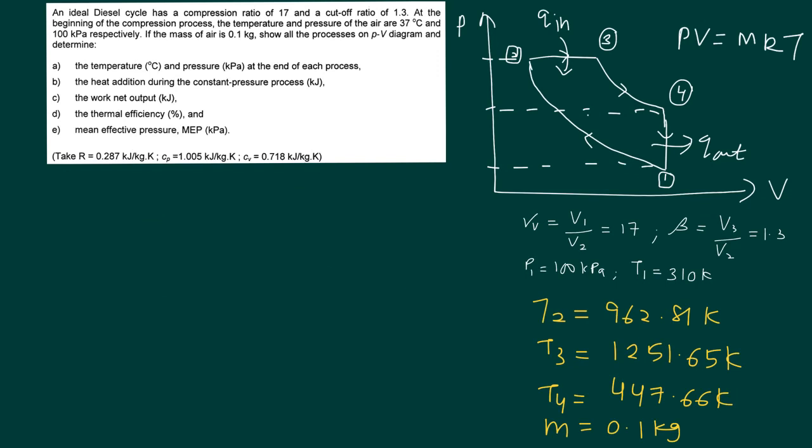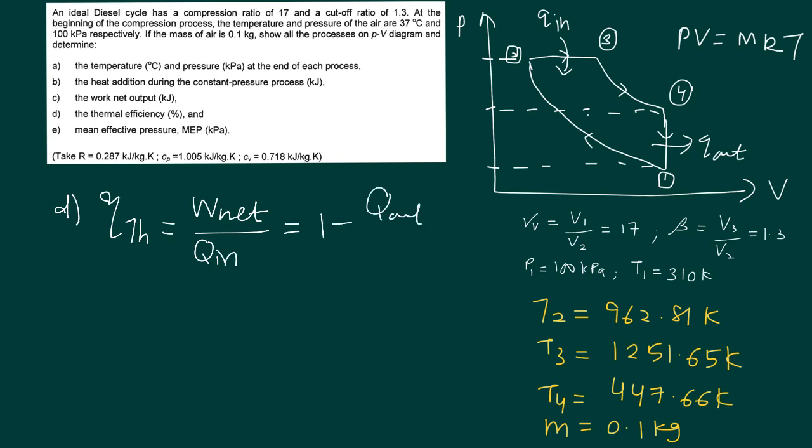So next is to find your thermal efficiency, which is actually work net over your Q in, or you can make use of 1 minus your Q out over your Q in, and don't forget to times it with 100, because we are talking about efficiency, so it should be left in percentage. So you make use of either this one or this one and times with 100, so finally you will get your thermal efficiency to be 95.97%.